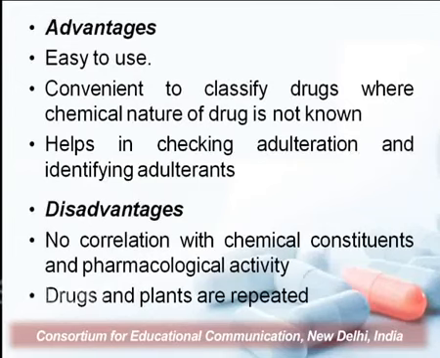Since the drugs are being categorized on the basis of the plant part that is being used as a drug, it does not provide any information about the presence of chemical constituents or the pharmacological activity that the drug possesses. And the second major disadvantage of the system is that a number of drugs and plants are repeated under different categories. Say, for example, for the drug cannabis, the leaves are used, and the whole plant is also used. So this drug is repeated under the leaves as well as the whole herb category.